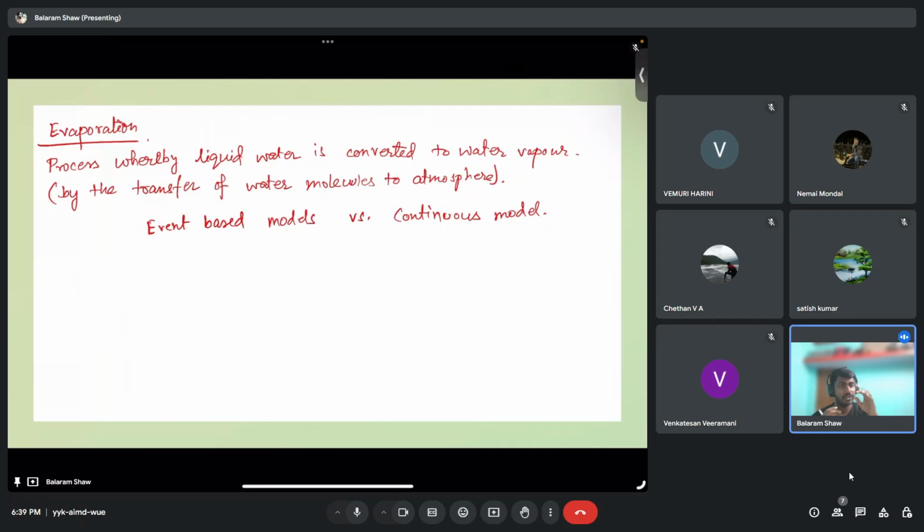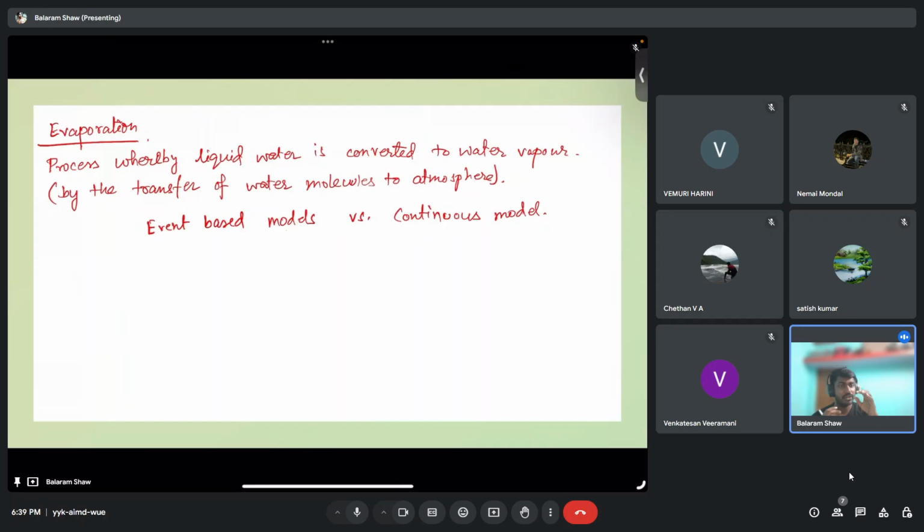So I'll write it here. If wind speed or wind velocity is more, then the evaporation loss will be more, but up to a certain limit, that is the critical wind speed. After the critical wind speed, it will have saturation.